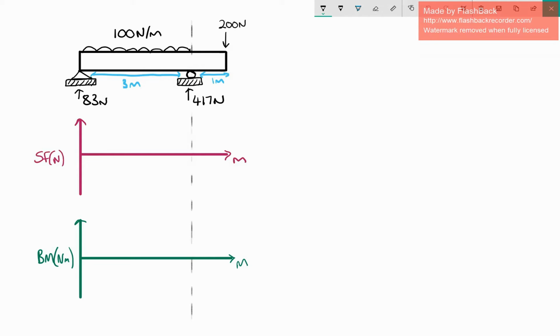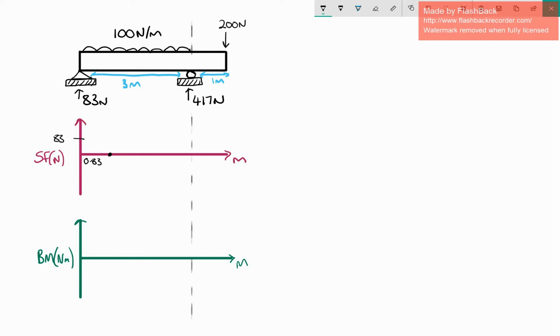Now that we have calculated the reaction forces acting on the beam, we can go ahead and plot a shear force graph. Looking at the beam, we have an 83 Newton force acting at the start of the beam, so we can plot an 83 Newton on the graph. Then we have a 100 Newton meter UDL acting over a 3 meter length. So the time taken for the shear force to become 0 will be 0.83 meters, so we can go ahead and plot that on the graph.